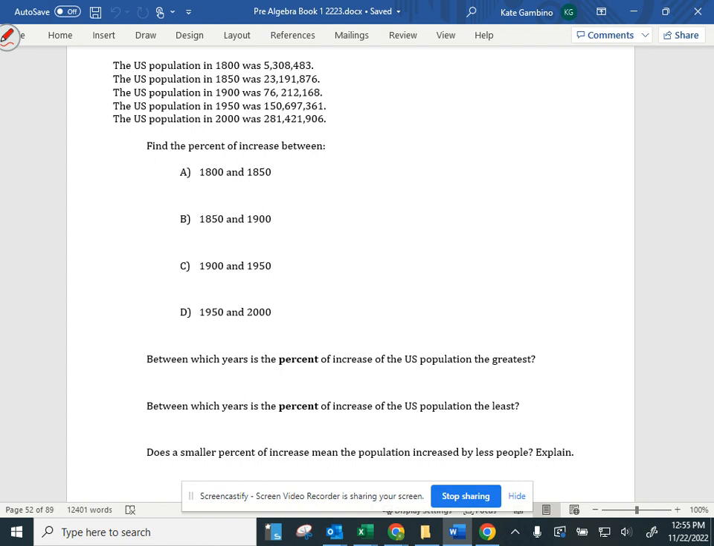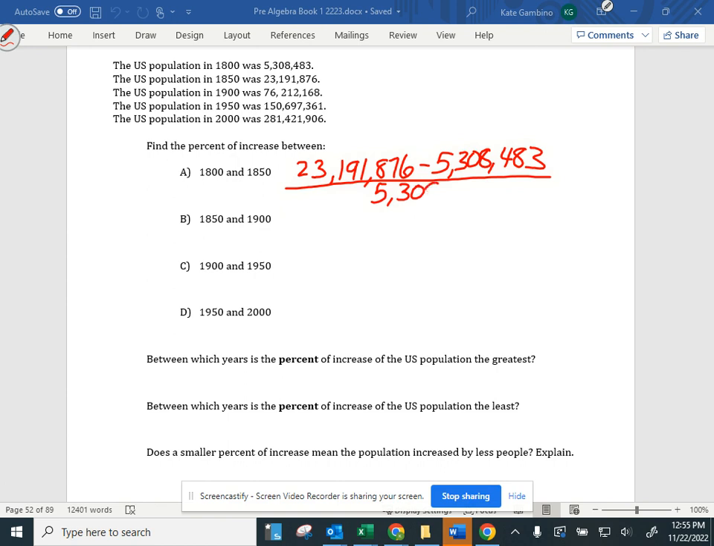Switch that. 23,491,866 minus 5,304. Yeah, because we always put the bigger number first when we are subtracting like this. And what are we going to put as our denominator? 5,308,483. The original number, which is 5,308,483. So I'm going to do my subtraction.